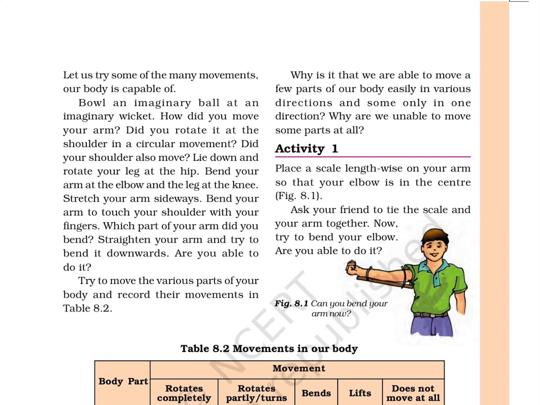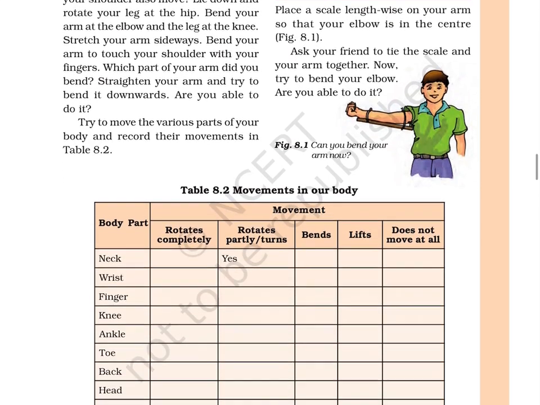Stretch your arm sideways. Bend your arm to touch your shoulder with your fingers. Which part of your arm did you bend? Straighten your arm and try to bend it downwards. Are you able to do it? Try to move the various parts of your body and record their movements in Table 8.2.